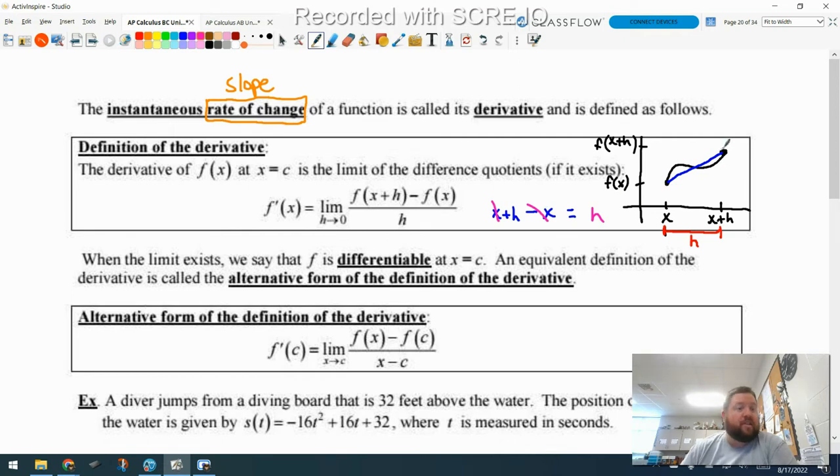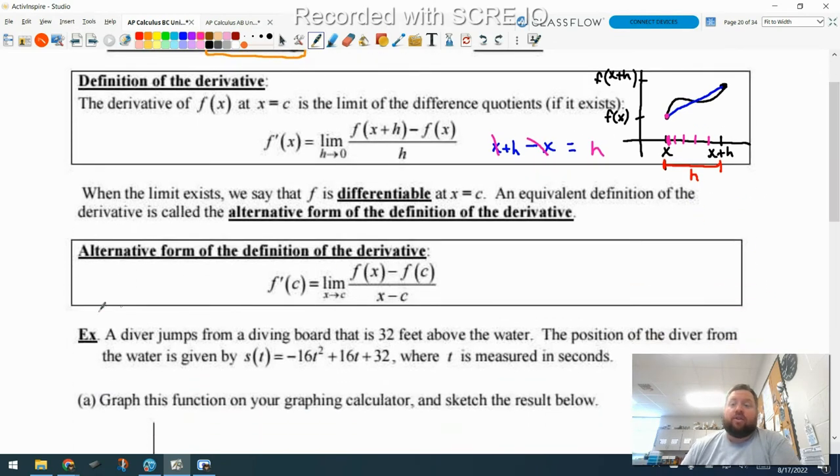It's just the slope of the secant line, and then what we're doing is letting h approach 0. So that's going to make this distance smaller and smaller. So we're taking this point right here and moving it closer and closer until eventually the distance between them is 0 and we're finding the instantaneous rate of change at that point right there. Okay, second way that you can do this is called the alternative form of the definition of derivative.